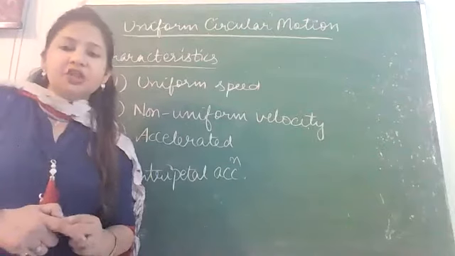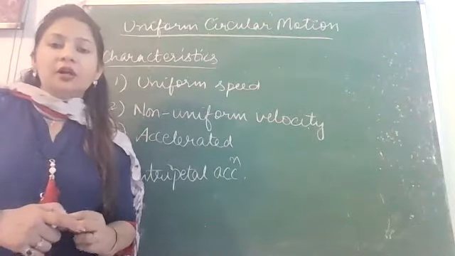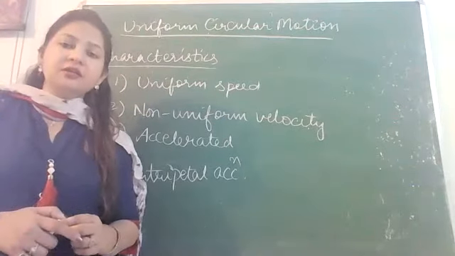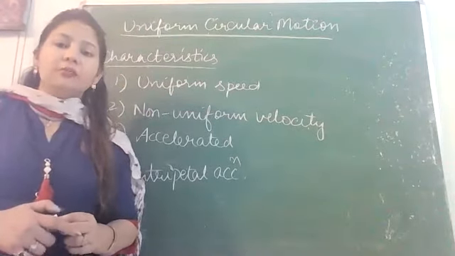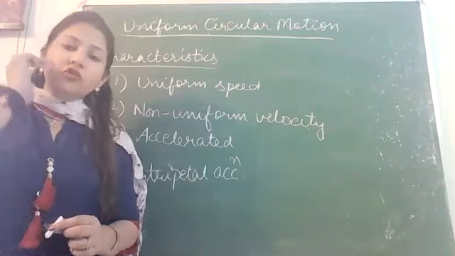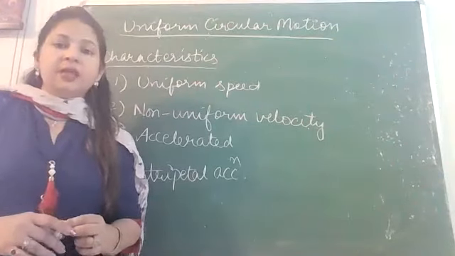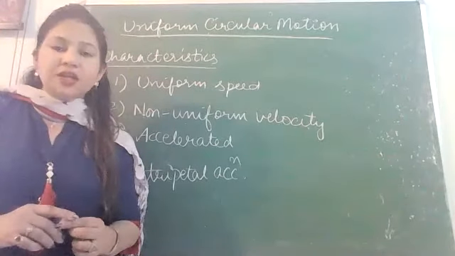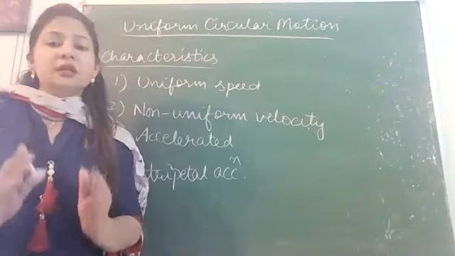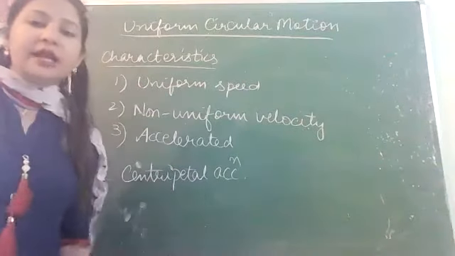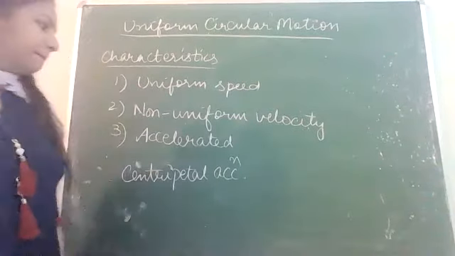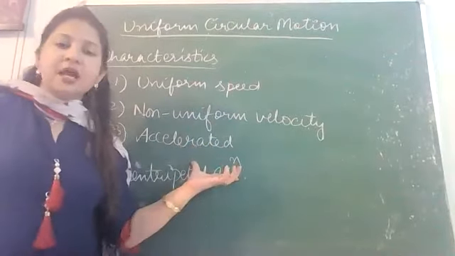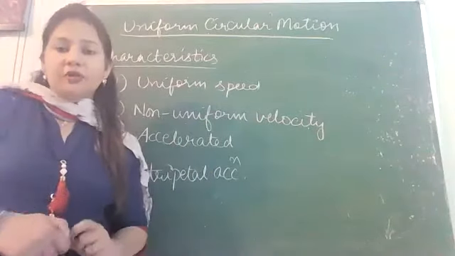It is the acceleration necessary for a body, for an object to move in a circle. That is called centripetal acceleration. ठीक है? तो ये है centripetal acceleration. These are three characteristics. And now the examples of uniform circular motion.